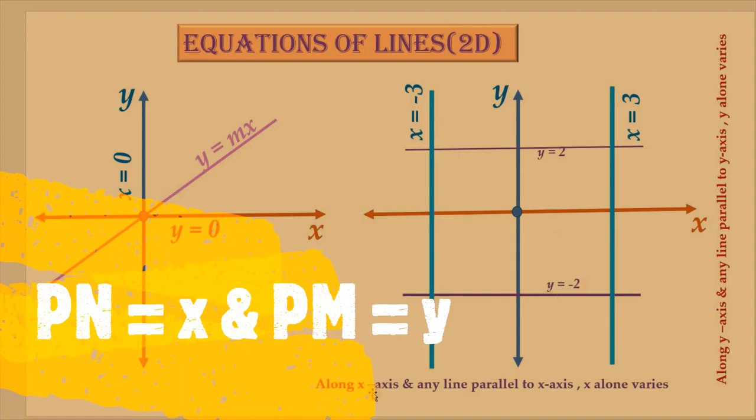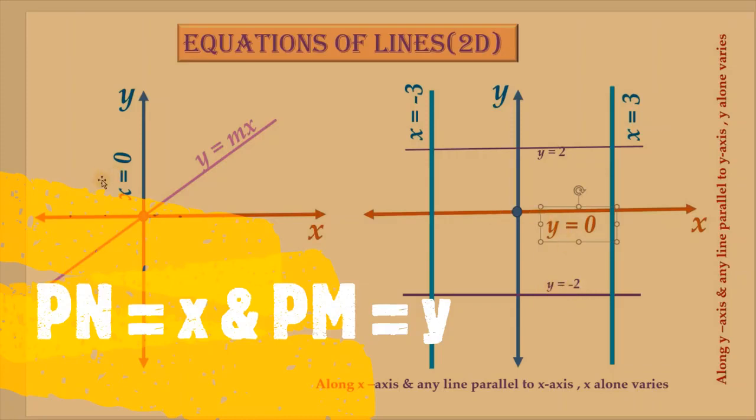Now, how do we write the lines parallel to the x-axis and y-axis? We know that the equation of the x-axis is given by y = 0. So any line parallel to the x-axis will be given by y = constant. Suppose, for example, I have this line at 2 units distance, then it is given by y = 2, and in the negative direction it is given by y = -2.